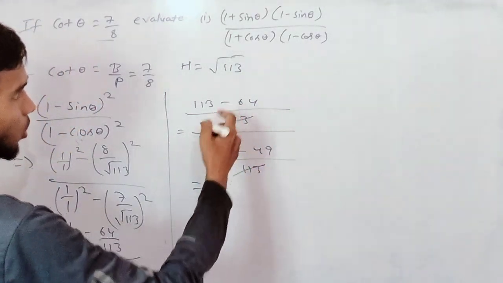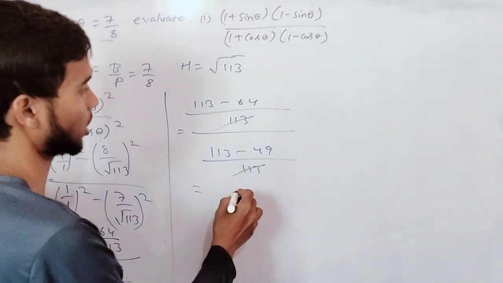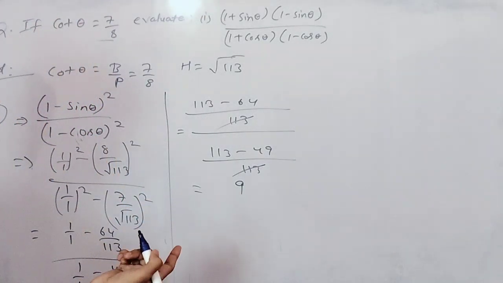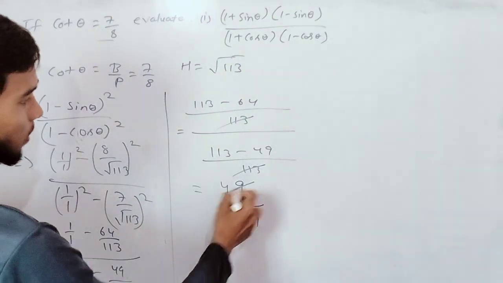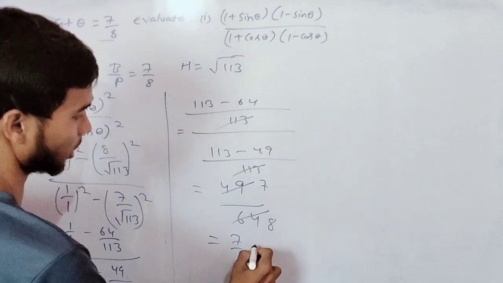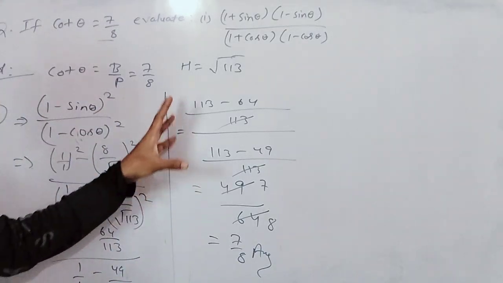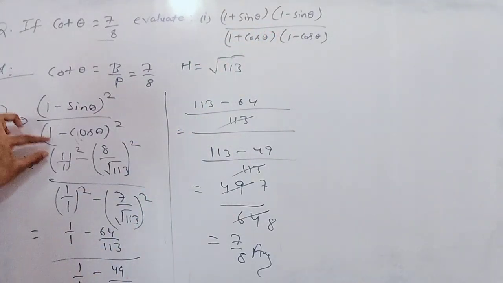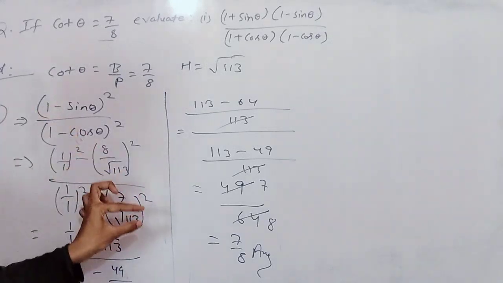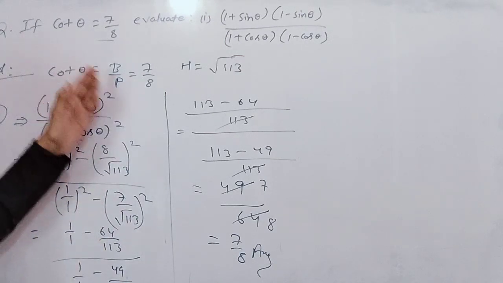The 113 will cut. We got in place of the numerator 49, and 64. So 7 upon 8. Till here it is correct. What did I do? I found the hypotenuse, then I applied algebraic identities in this. Then here I put the value of H, value of P, value of B according to requirement. Then I simplified it further and got 7 upon 8.